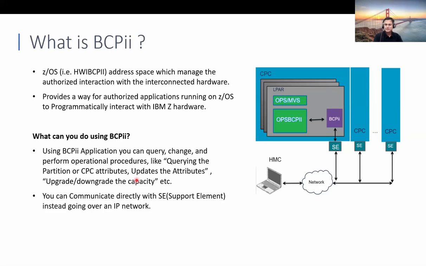which may be related to the CPC itself, or may be related to the images which have been defined on the CPC. One of the typical examples of exploiting this BCPii feature is to upgrade or downgrade the capacity, what we call an on-demand capacity upgrade or downgrade. But that's not the only function; there are many other things which you can do using this BCPii functionality. Now, you can communicate directly with the support element.